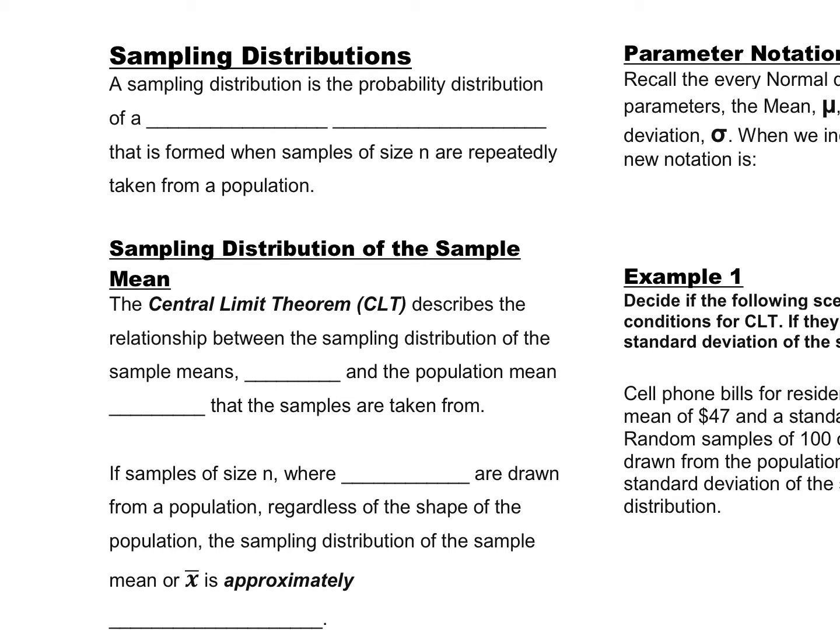So these new set of notes are going to talk about what we call sampling distributions, all right? In a sampling distribution, it's basically looking at every one of your samples that you can take from a population, the different statistics you can get.